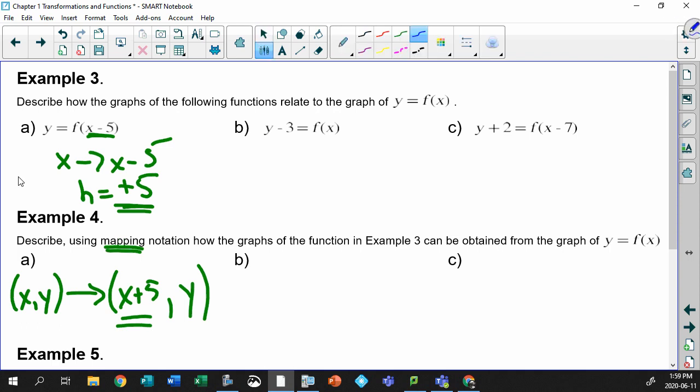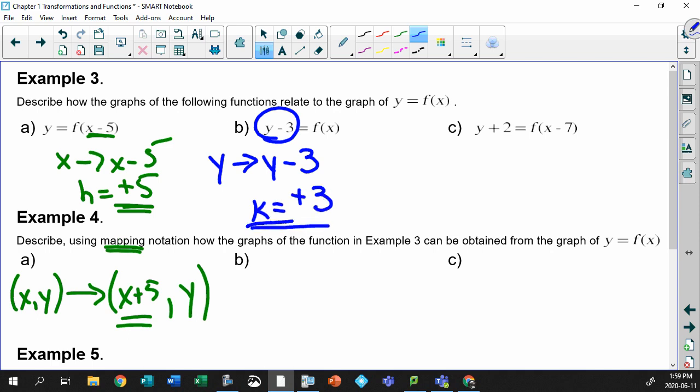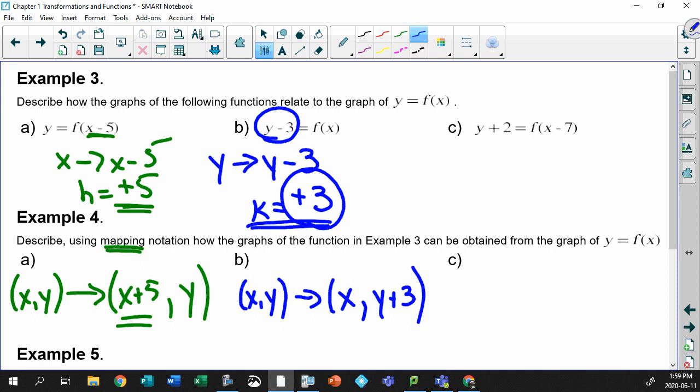Look at this one. Remember this guy? Our mapping notation, or I should say our replacement notation. See how it's easy to get those confused? Our replacement notation means y becomes y minus 3. But if you remember, that's a k value of positive 3. K values deal with verticals. So now let's use our mapping notation. Every point (x, y) now becomes (x, y plus 3). X doesn't change, but the y is increased by 3. There's your mapping notation.